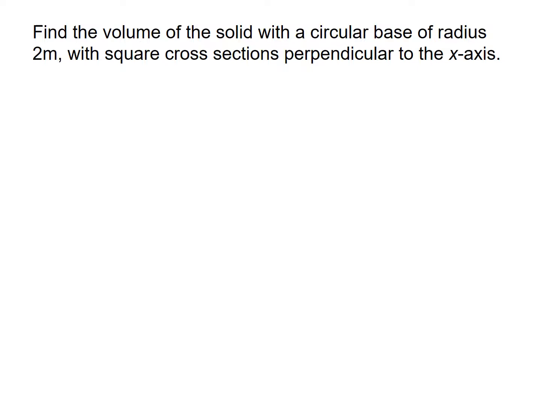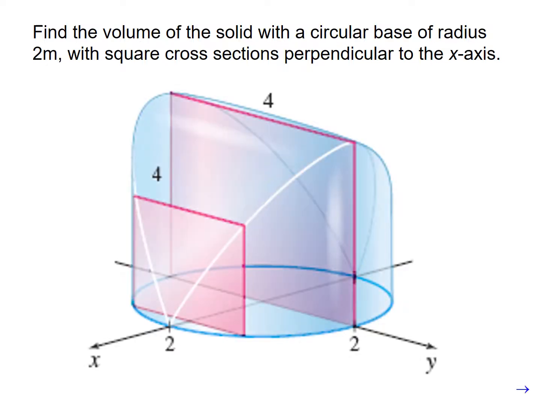Okay, so let's say we have a solid that has a circular base of radius 2 meters with square cross sections perpendicular to the x-axis. So it would help to have a visual to figure out what this thing looks like. We can see here that we have this circle of radius 2, and these cross sections are perpendicular to the x-axis, and the cross sections are squares. So they extend from one side of the circle to the other side, and then they go up that same length, and you can see the shape that's created by this.